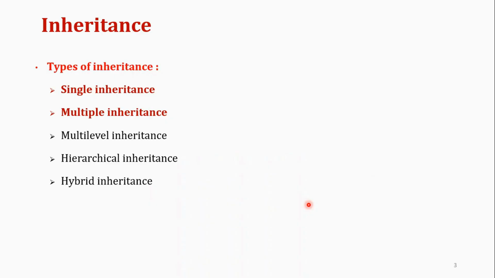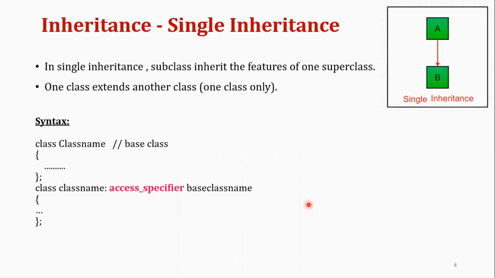Let us start with single inheritance. Single inheritance means we have one base class and one subclass, or one superclass and one subclass. So the class extends only one other class. The base class is this one and the derived class is this one. Then comes a colon, the access specifier, the mode in which you're inheriting, public, private, or protected, and the base class name. While inheriting, there is no need to insert the class keyword here, only give the class name. Only while defining the class should you use the class keyword.